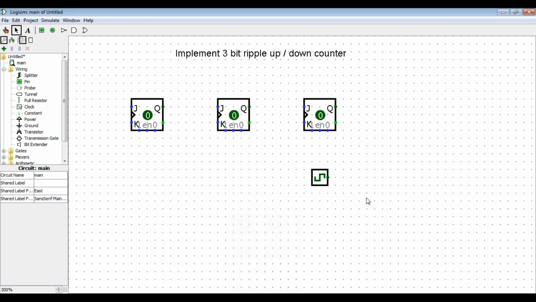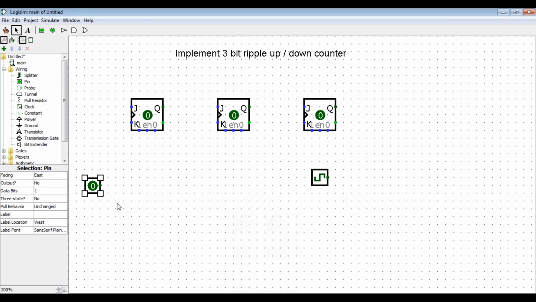Next, in the 3-bit ripple counter, we need an input signal. This is a green square box. This is called an input block. Just click, drag and place it in your design window. This is what your input block looks like.